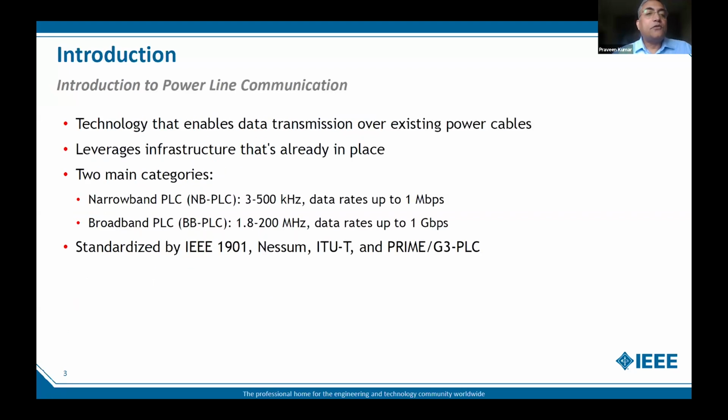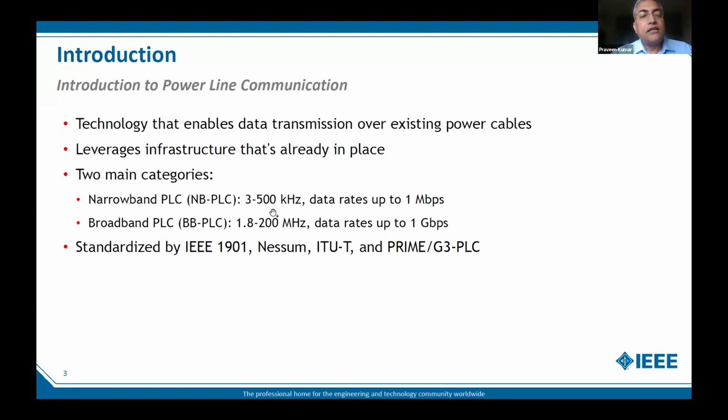As already discussed by JP and Mrs. Han, with PLC, as the name suggests, the existing electrical wires in the power line are used as a data network. So there is no need to lay down other cables for a data network. Mainly it has two categories, narrowband and broadband, and Nessum comes under broadband. We also say HD-PLC. Here the data rate can go up to 1 Gbps.